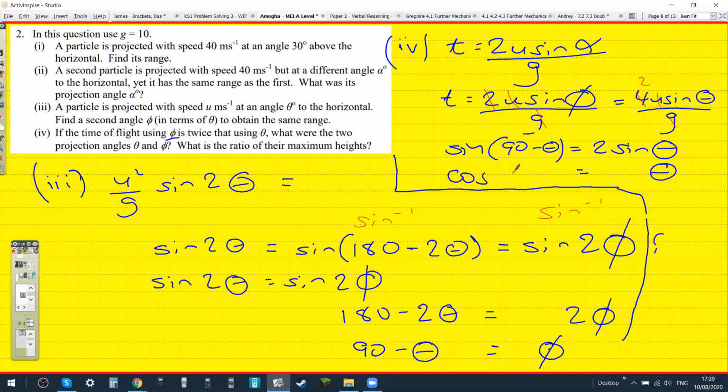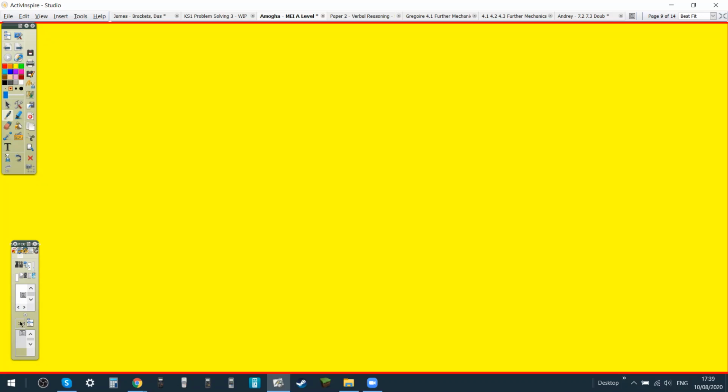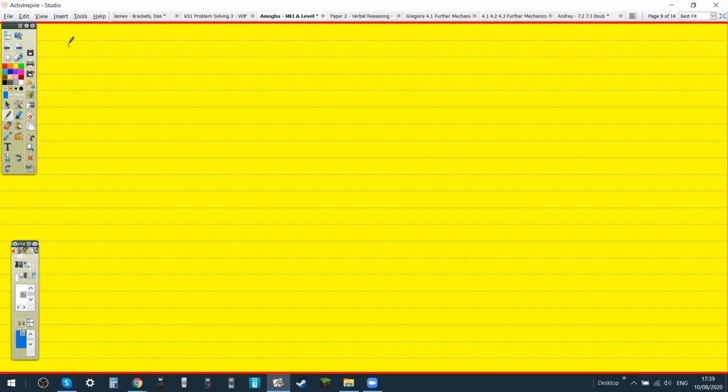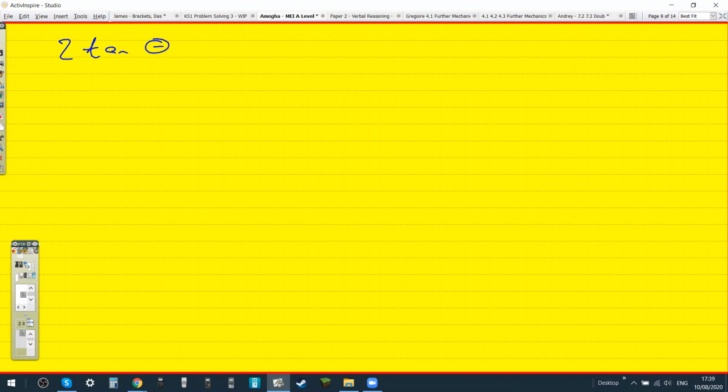So we can change that into cos theta is 2 sine theta. If you divide both sides by cos theta, you have 2 tan theta is equal to 1, so tan theta is equal to half. And then you just do tan inverse.